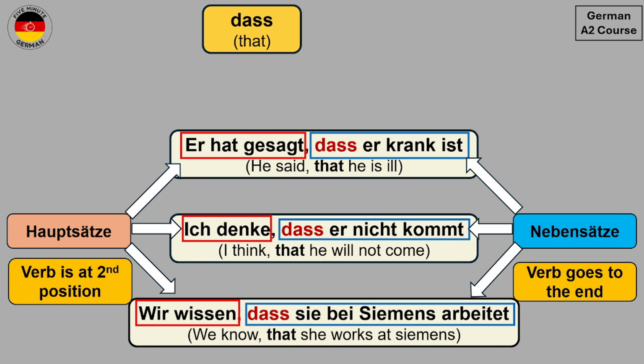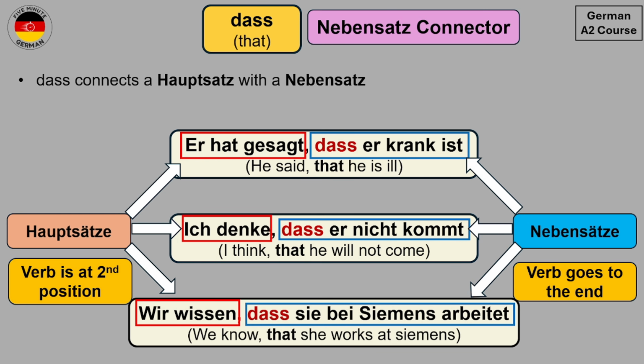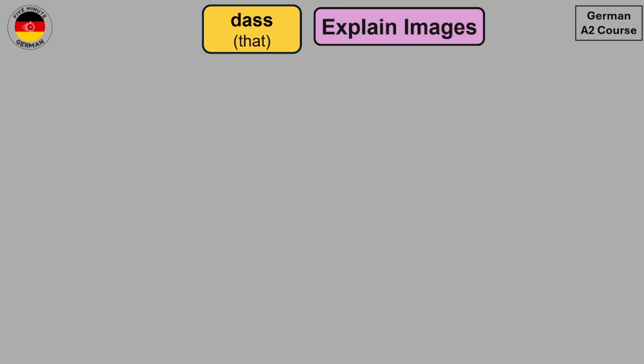So we see that thus also connects a Hauptsatz with a Nebensatz. And we can say that thus is also a Nebensatz connector. And similar to while, thus always comes at the start of the Nebensatz. Now we can also use thus to explain images.